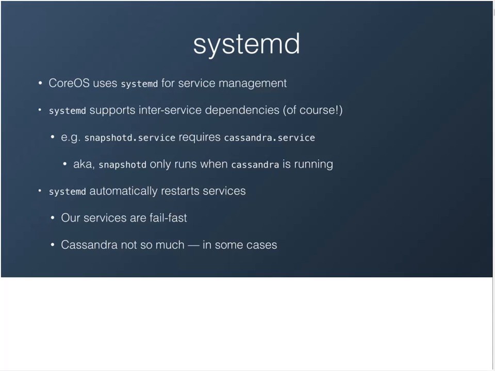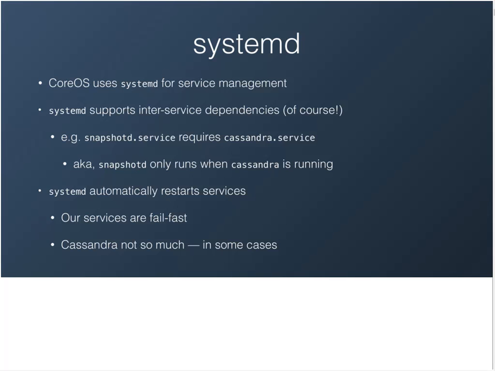It supports inter-service dependencies, as any service management framework should. An example of that is, we have a service that runs on every node that takes automatic snapshots periodically and uploads those to a backup service. And that snapshot service requires Cassandra, because it needs Cassandra to be running in order for it to ask Cassandra to take a snapshot. So we've got this dependency that says, only run the snapshot service when Cassandra is available.